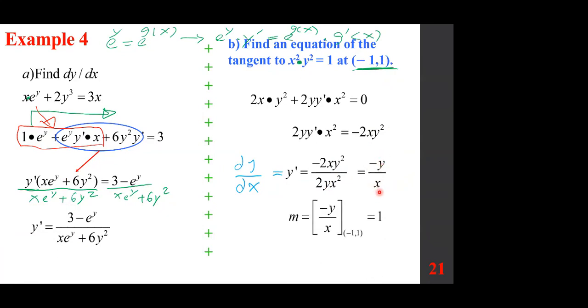So that's the slope. Now, of course, y minus y1 equals m times x minus x sub 1. We've seen it a billion times. So y minus 1 equals m, which is 1, times x minus negative 1, which is x plus 1. This is x plus 1. Move this negative 1.